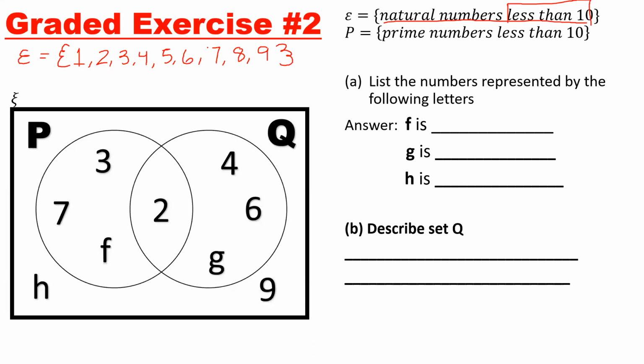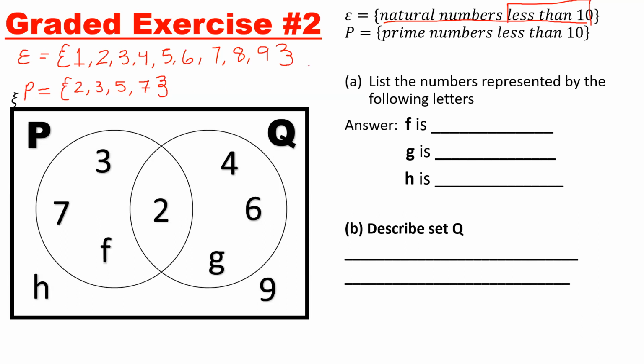Yes, sir. Okay, good. So the prime numbers, so P, would contain only prime numbers. So prime numbers only have 2 factors, 1 and itself. All right. So it's going to be 2. What else? 3. What else? 5 and 7. Those are your prime numbers.